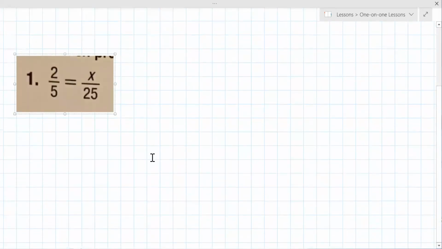Great. A lot of ways to solve this. The most common way is to cross multiply. Hopefully you saw that in class. Do you know what I mean by that? Multiply the 2 times 25 and the x times 5. Yep, that's right.